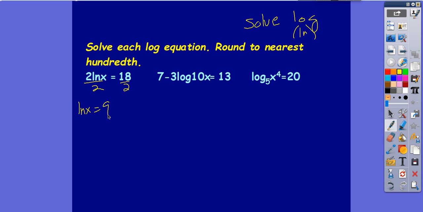And then you always ask what undoes a log. What's the inverse of it? So the inverse of a natural log is a base e. So this is going to be x equals e to the 9th. And you punch that in your calculator, and you get that it's approximately, because it's not exact, 8,103.08.